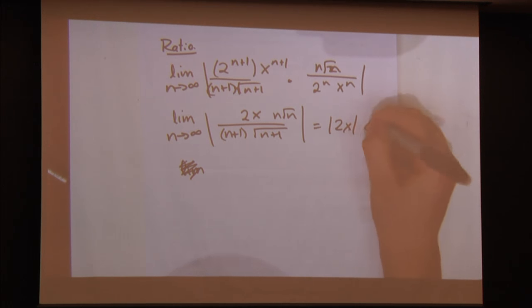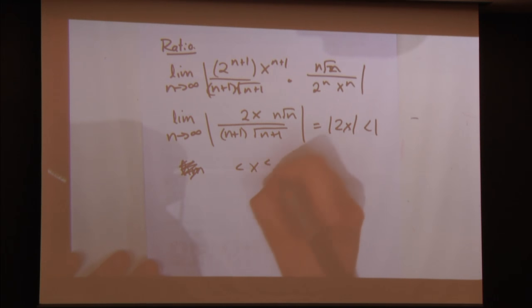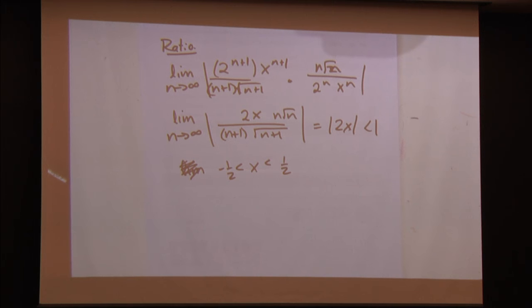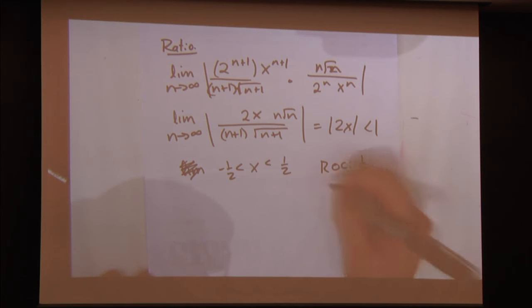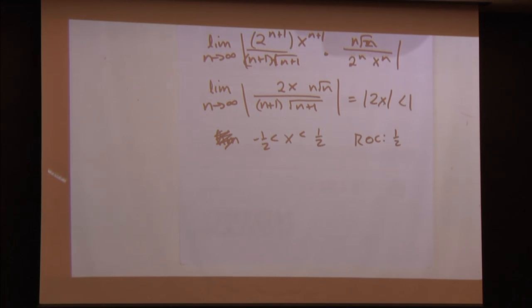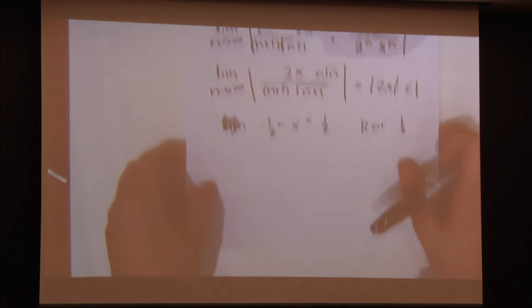And you want to find out where that's less than 1. So our radius of convergence is 1/2, right? It's 1/2.